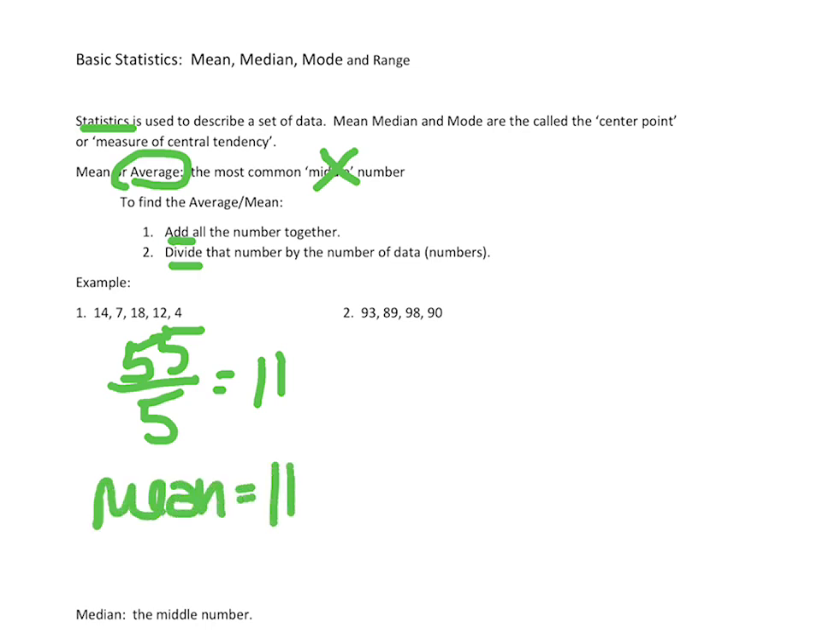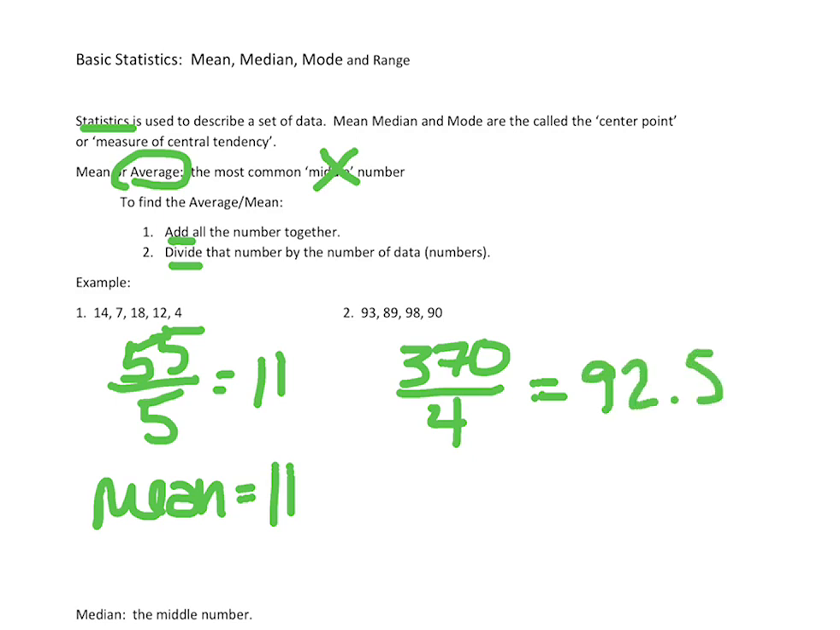So same thing over here. 93 plus 89 plus 98 plus 90 is 370. And then we're going to divide that by 4 because we have 4 numbers total. And we're going to get 92.5. Is it okay to have decimals? Absolutely. In this case, I don't want fractions. So decimals are totally fine.